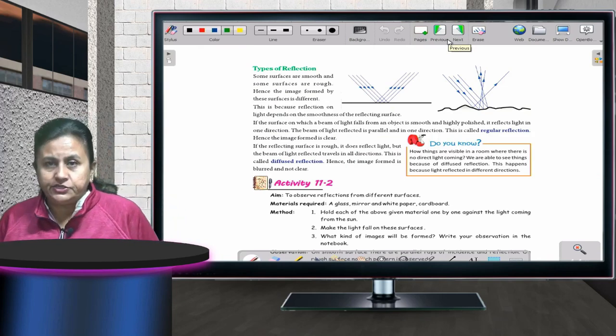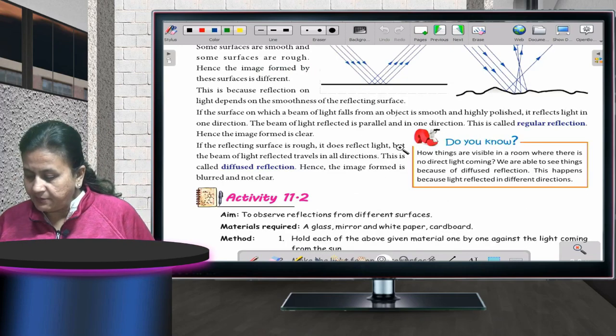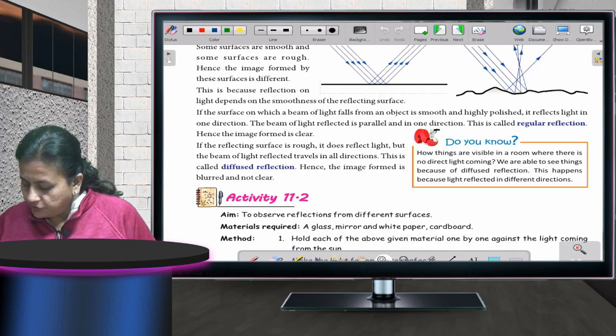Types of reflection. Another topic is types of reflection. Can you all see on your screen? I am zooming it so that things are more clear to you.